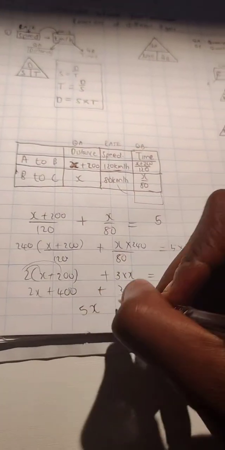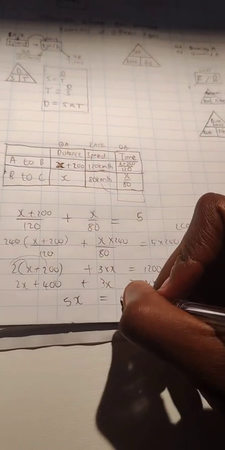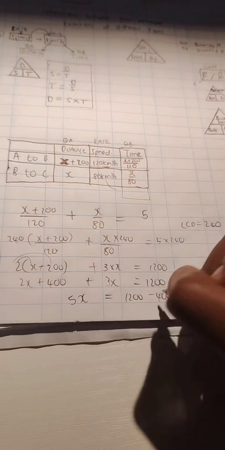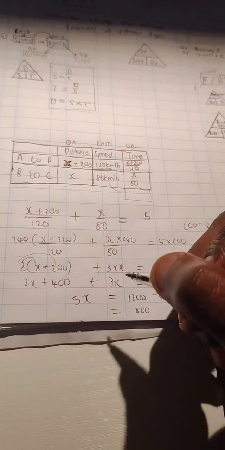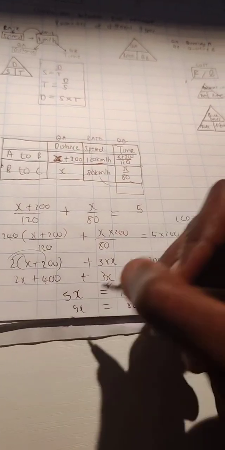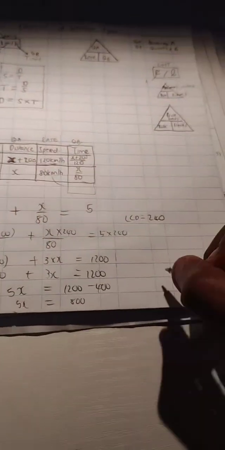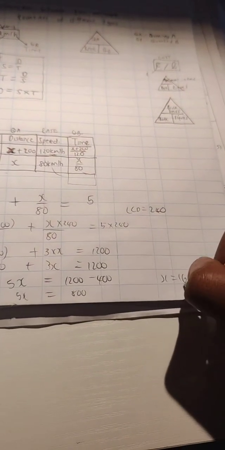2x plus 3x, we get 5x. We take the 400 over, it's 1,200 minus 400, we get our beautiful 800. That side, 5x. Divide both sides by 5, we get x is equal to 160.